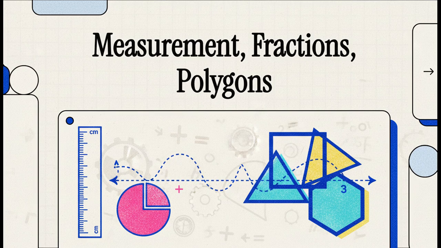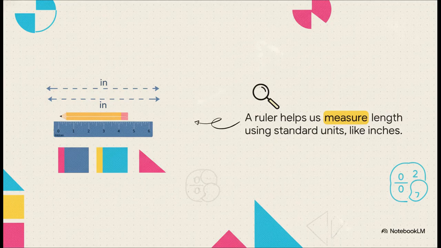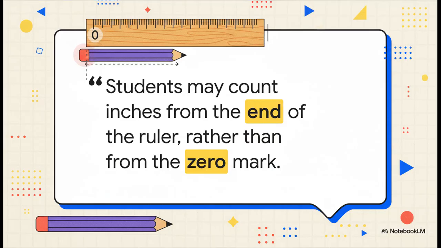So, how do we use math to describe the world around us? Well, let's take a look. We'll start with a ruler. It's a simple way to measure length using standard units, like inches. Now here's a super common mistake. You've got to start measuring at the 0 mark.